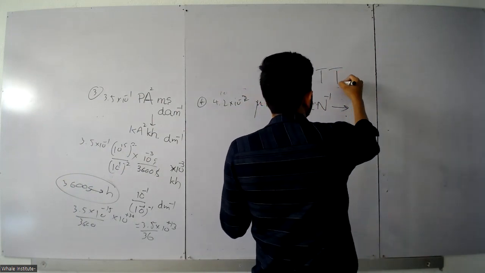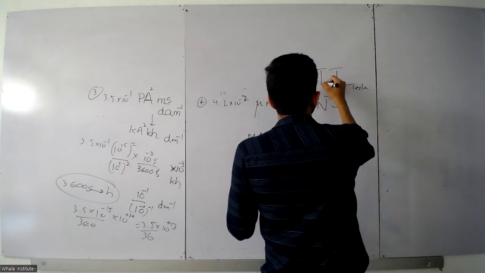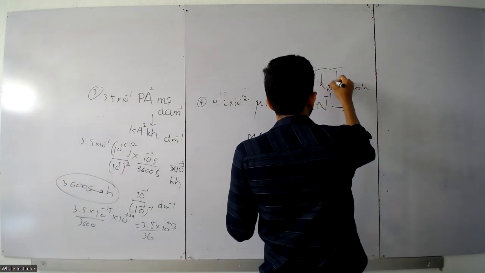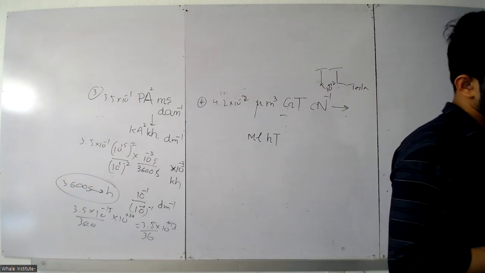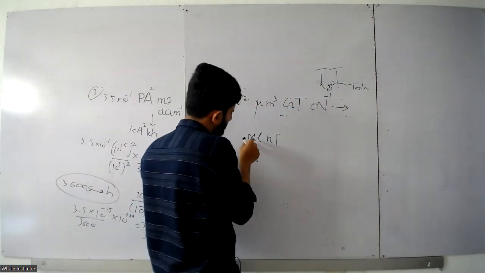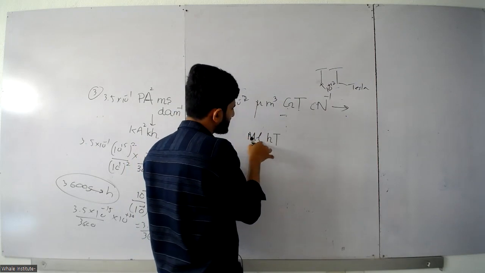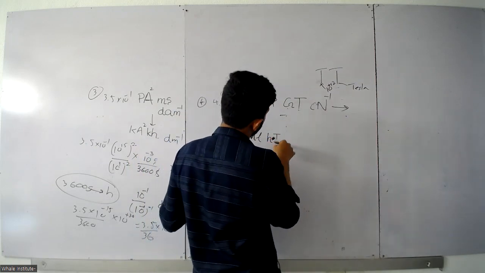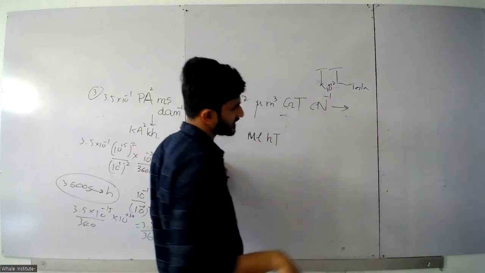This is Tesla. This is 10 to the plus 2, right? It's a prefix. And in this conversion, the unit is megaliter, not milliliter. Megaliter hecto Tesla.